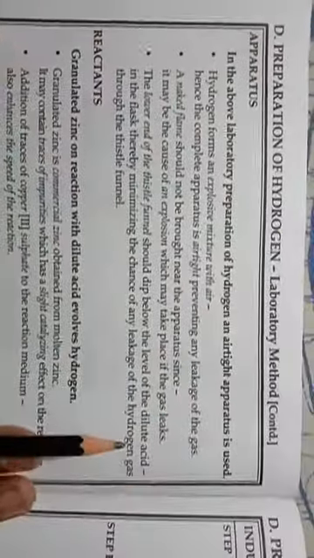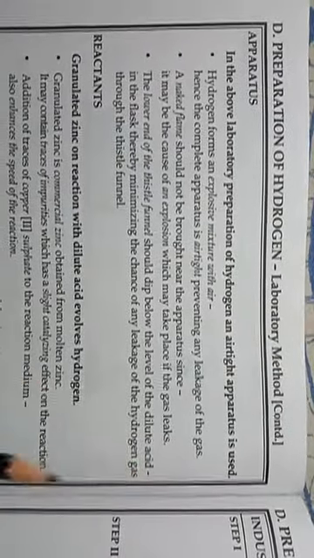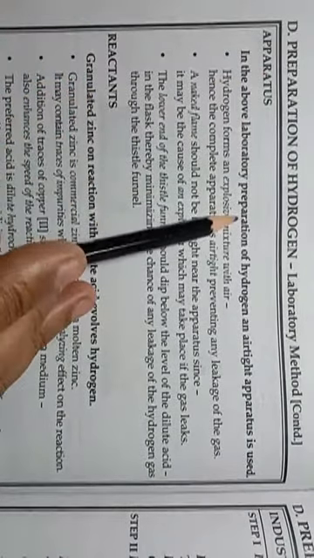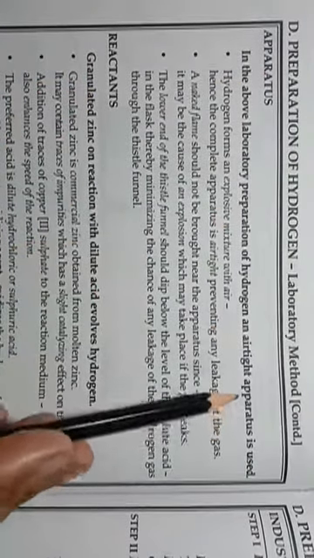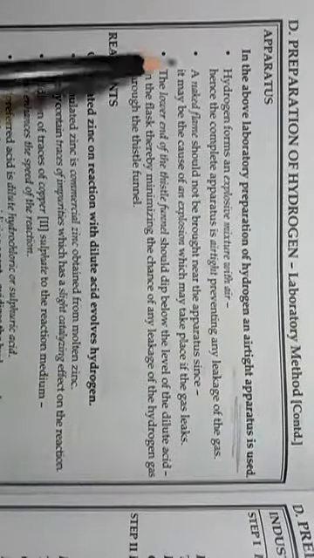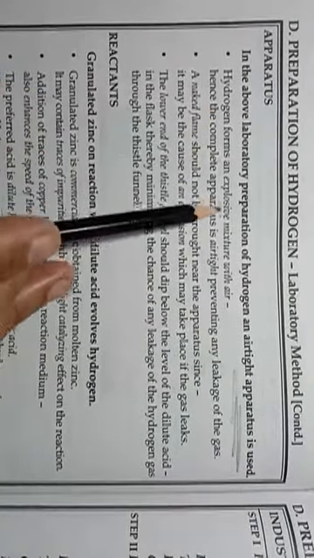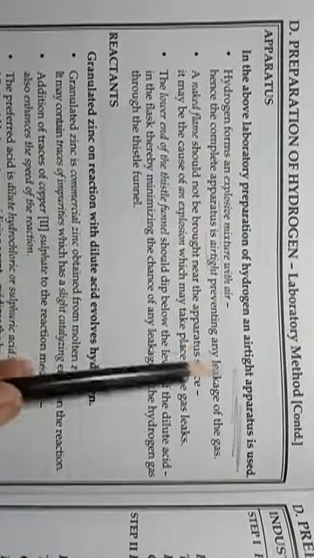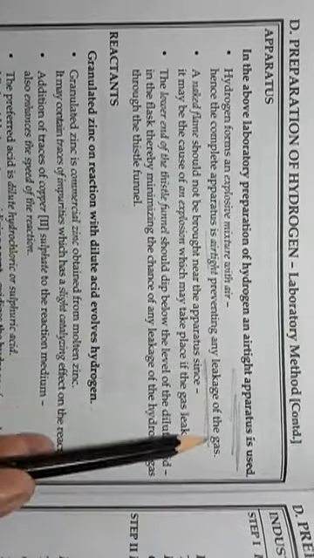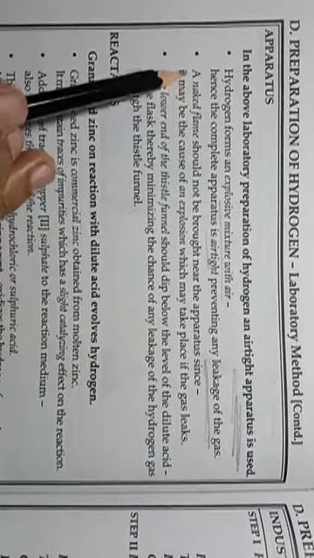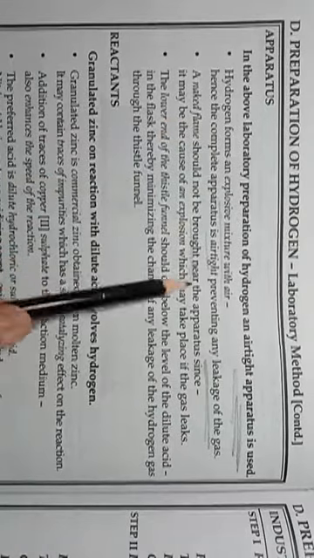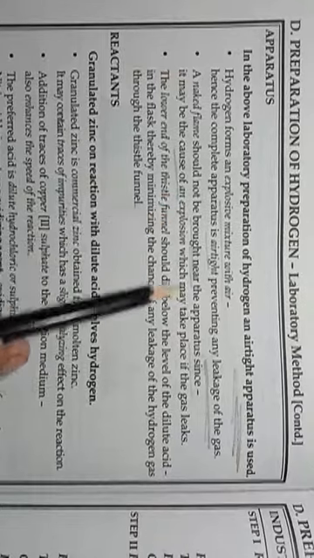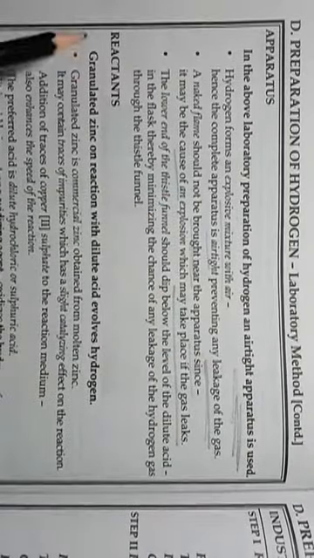The next page, preparation of hydrogen apparatus. In the above laboratory preparation of hydrogen, an airtight apparatus is used. Hydrogen forms an explosive mixture with air, hence the complete apparatus is airtight, preventing any leakage of the gas. Second point, a naked flame should not be brought near the apparatus. Why? Because it may cause an explosion if the gas leaks.